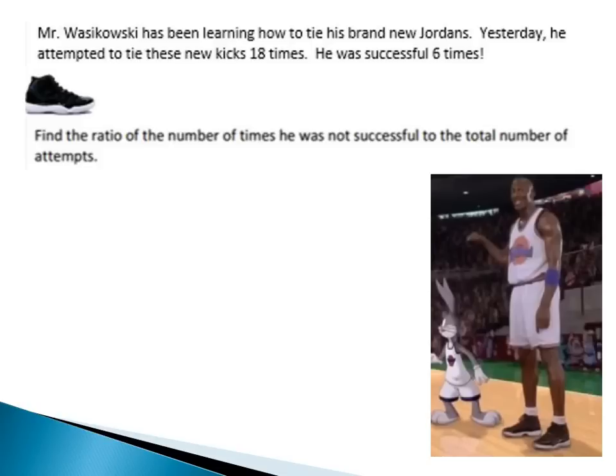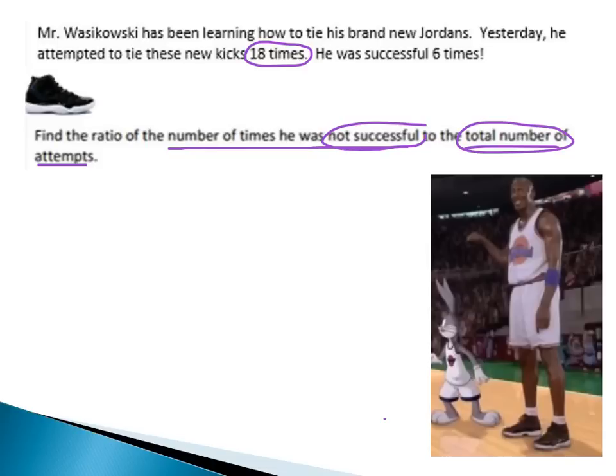Okay, but let's say I'm learning how to tie my brand new Jordans. I forgot how to tie my shoes, but now I'm learning how to tie them again. Yesterday I attempted to tie these new kicks 18 times, but I was only successful 6 times. The question asks: find the ratio of the number of times he was not successful to the total number of attempts. So what am I giving you? I attempted this 18 times. As a fraction, I'm looking at the number of times not successful to the total number. So 18 times is my total number.